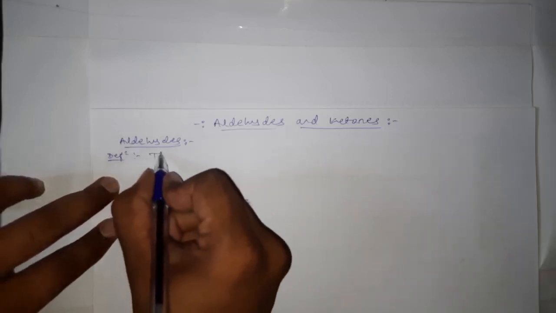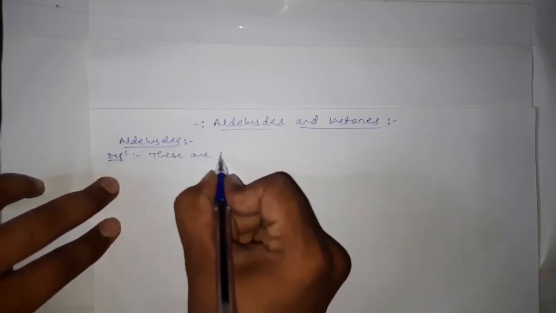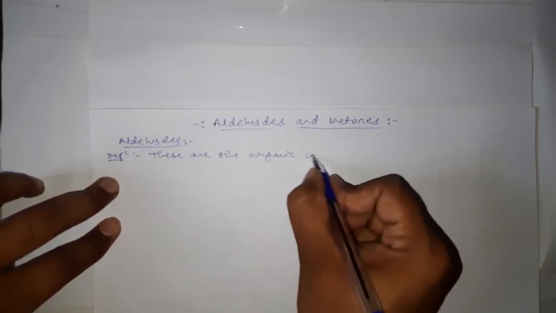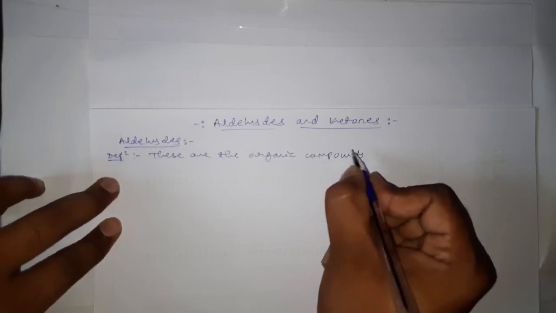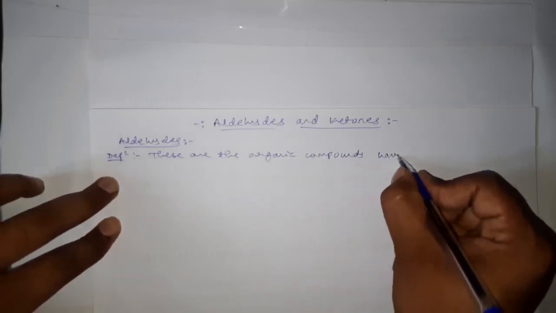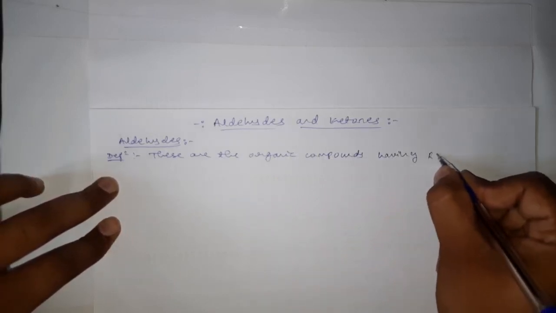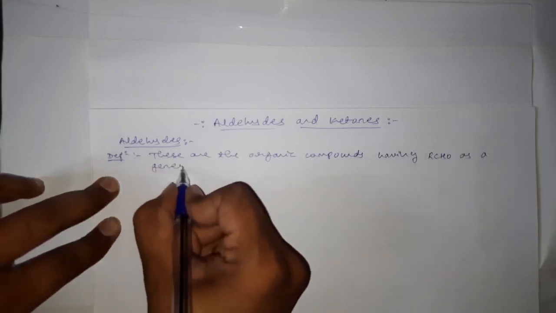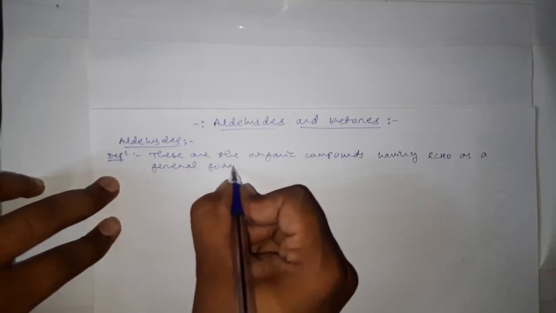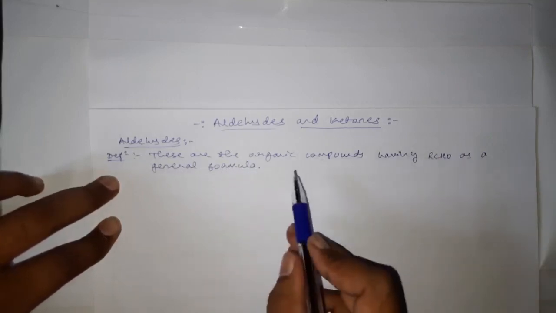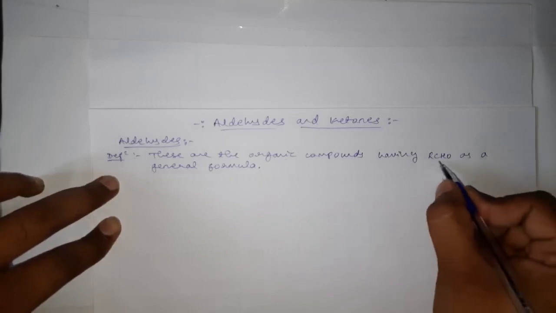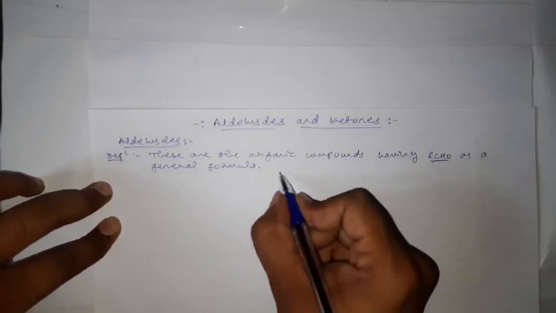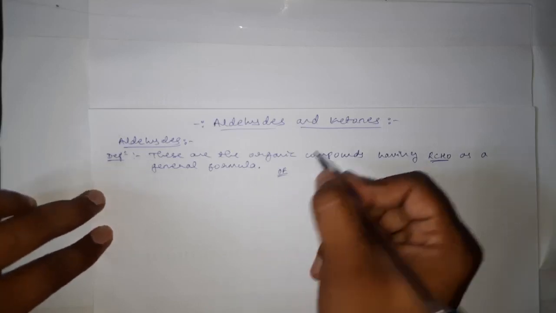See, these aldehydes are the organic compounds which are having RCHO as a general formula. These aldehydes are the organic compounds which are having RCHO as a general formula. Or we can define these aldehydes in another way.